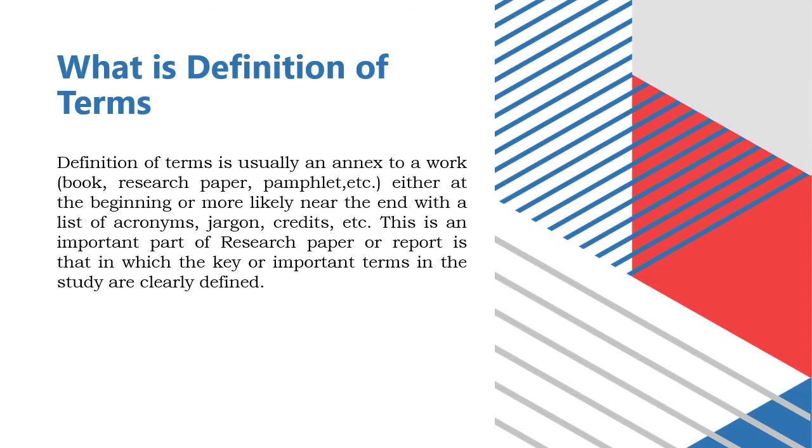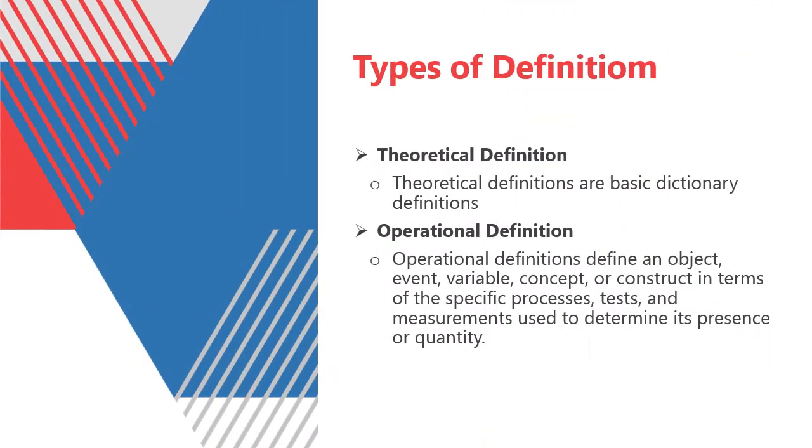Definition of terms is usually an annex to a work, usually found in a book, research paper, pamphlets, and etc., either at the beginning or more likely near the end, with a list of acronyms, jargons, credits, and etc. This is an important part of a research paper or report in which the key or important terms in the study are clearly defined. There are two types of definition, the theoretical definition and the operational definition.